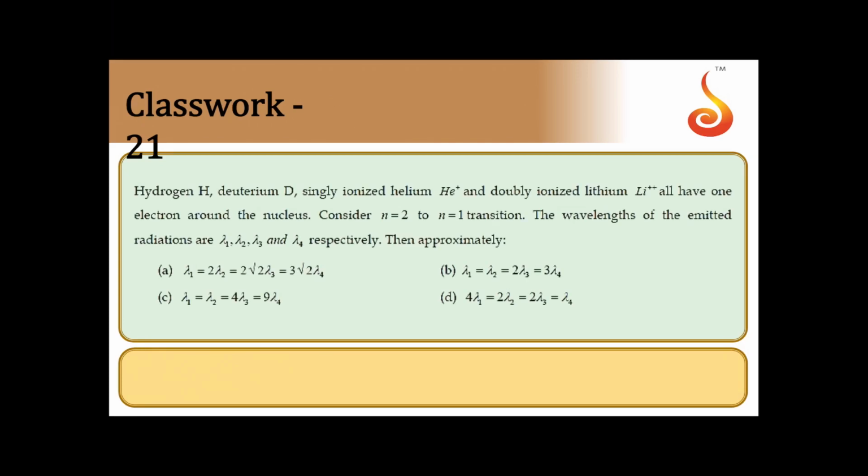Shall move on to next one. Hydrogen H, deuterium D, singly ionized helium He+, and doubly ionized lithium Li2+ all have one electron around the nucleus. Consider n equal to 2 to n equal to 1 transition. The wavelength of the emitted radiations are lambda 1, lambda 2, lambda 3 and lambda 4 respectively. Then approximately which of the relation is correct? That is what they are asking.